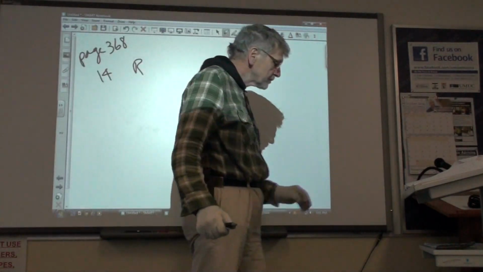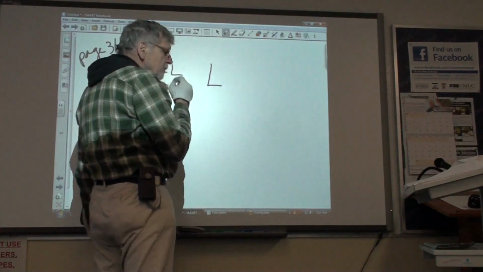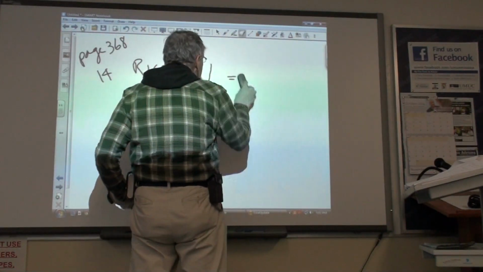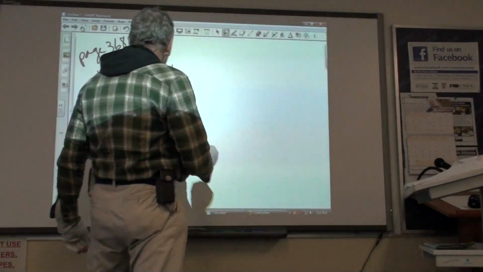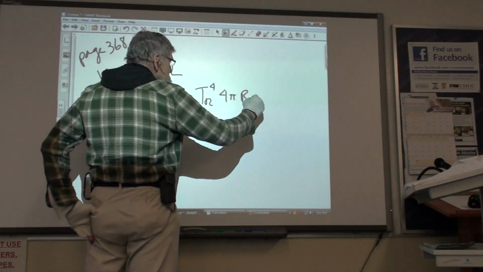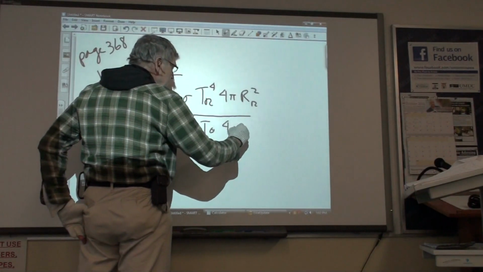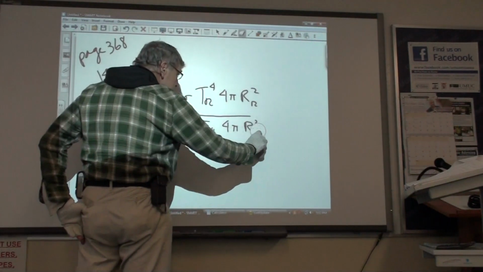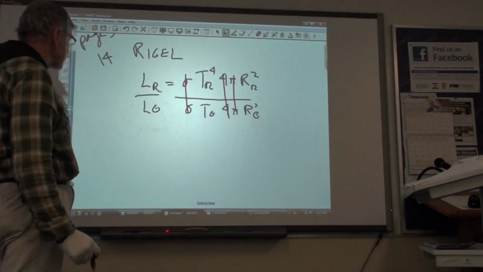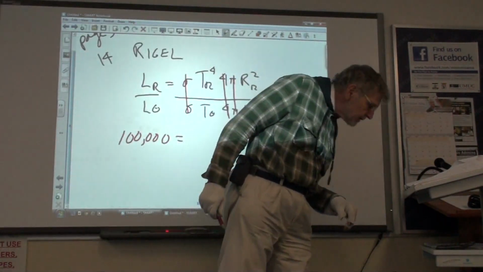So first we'll do Rigel. The luminosity of this star in units of solar luminosity, well, let's do it correctly. We'll put on one and then we'll do the other. The luminosity of Rigel is equal to sigma, the Stefan-Boltzmann constant, times the temperature of Rigel to the 4th power, 4 pi, radius of Rigel squared, over that of the sun, which is equal to sigma T of the sun, 4 pi, radius of the sun squared, and might as well use the symbol for the sun at this point. And we have the usual cancellations of the constants, they're gone. So the luminosity of Rigel to the luminosity of the sun is given as 100,000. And the temperature of Rigel is given as 12,000 degrees.